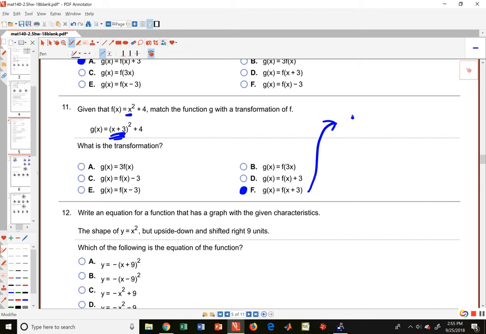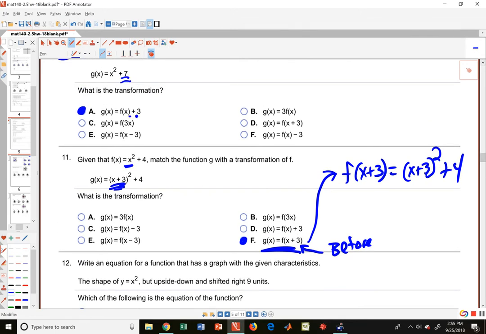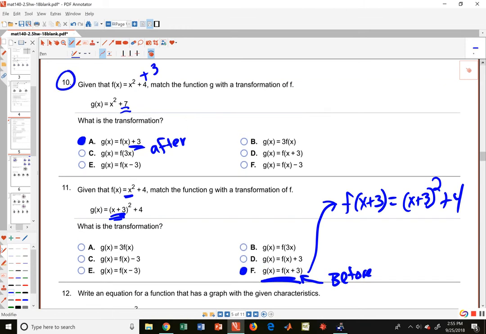Now just check your work here. F of x plus 3, what does that mean? Well, f takes a number, in this case x plus 3, squares it and adds 4. It's notation here, but I'm just trying to get you closer to dealing with what this function notation means. This is a before, and in our previous case, this was an after transformation. This is after the function has already been evaluated.